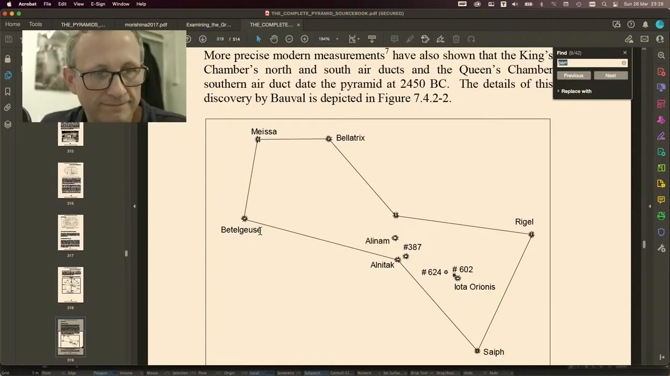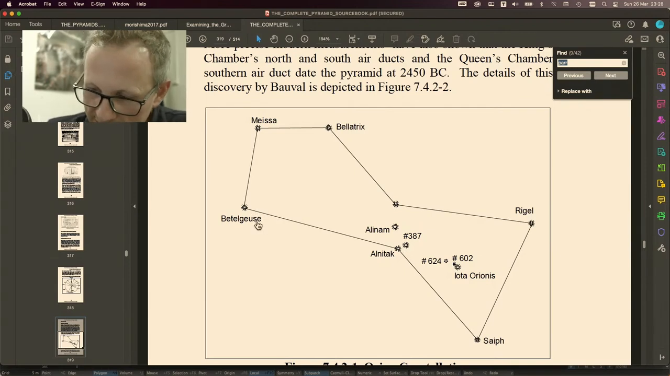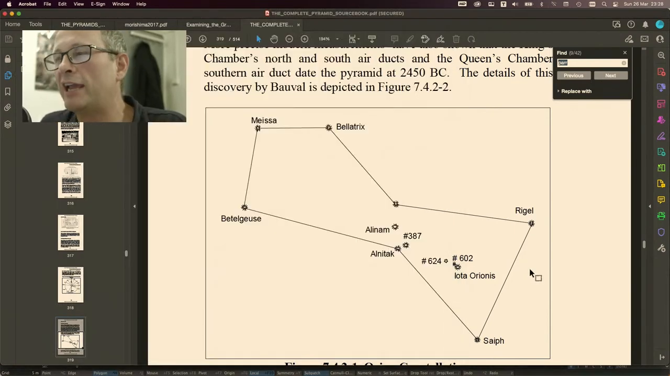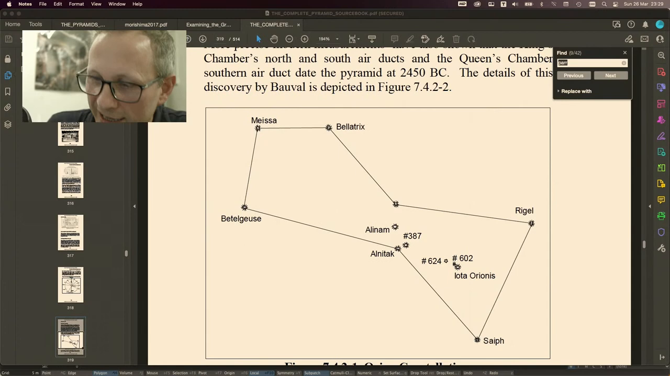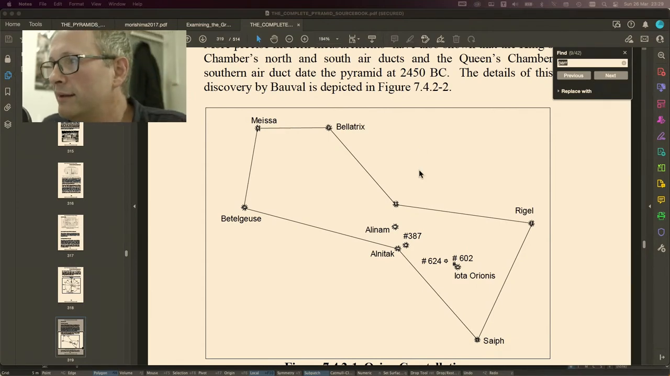We have Betelgeuse. There we go, constellation Orion. We have Betelgeuse. Okay? Betelgeuse is not small. Betelgeuse, my friends, is 764 times as large as our Sun. Sorry, hold on, let me get that right. I think the radius is 764 times as large as the Sun. What is Rigel? Rigel is behind Betelgeuse, okay? It's in the same constellation.